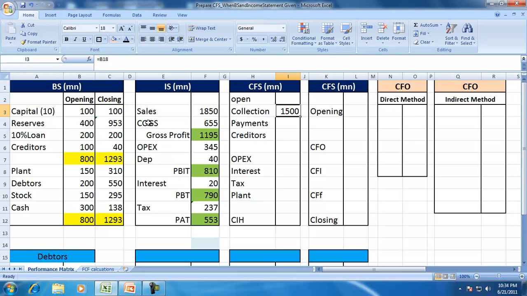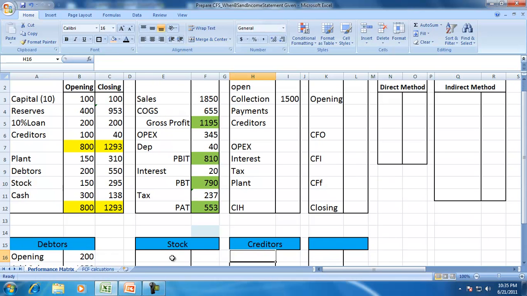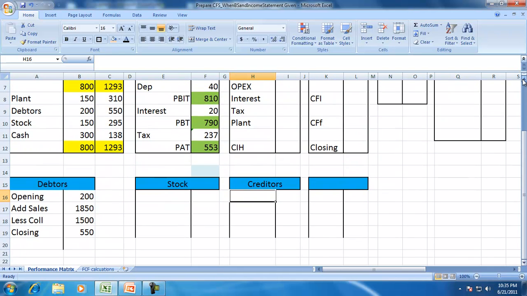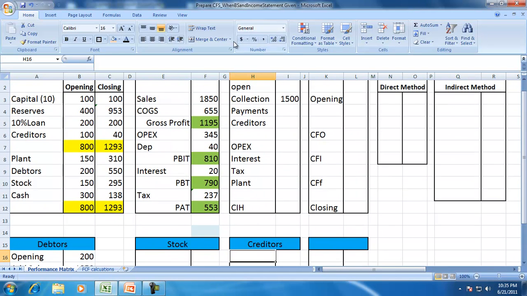Now let us see the next item, the cost of goods sold. The cost of goods sold relates to the stock, and the stock is related to the creditor because you may purchase the stock on credit. So it is always advisable to understand the stock and the creditor together, so that you'll know how much you have purchased and how much you paid.